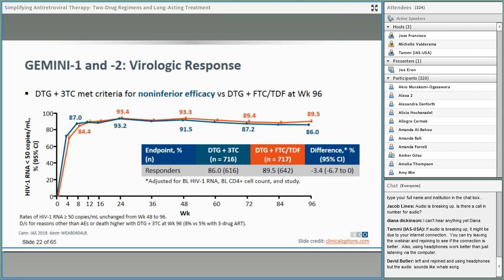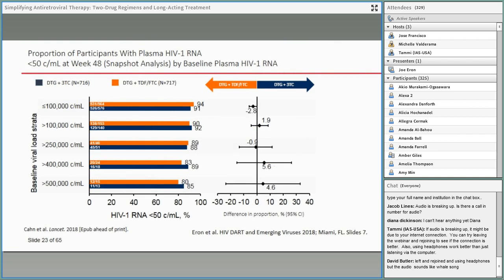So here's the Gemini study. The Gemini was actually 2 studies. These were treatment-naive patients, viral loads at screening less than 500,000. They couldn't have hepatitis B, and they couldn't have resistance to either 3TC or integrase inhibitors. And really what you can see over 96 weeks now, the curves for the 2-drug therapy versus the 3-drug therapy. So the 2-drug is in that greenish color, and the 3-drug is in the orangish color, and you can see that really they're virtually identical over time.